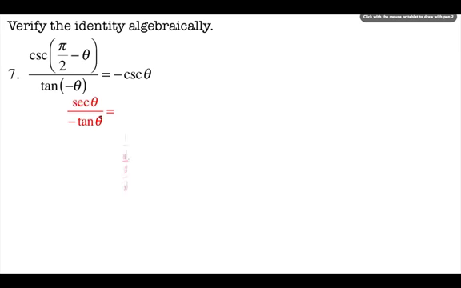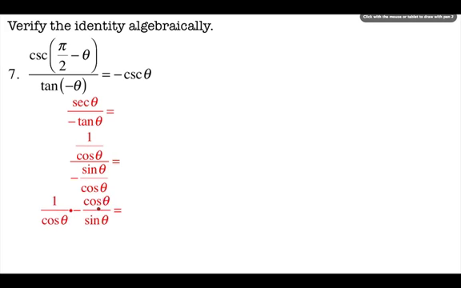At this point, I just rewrite everything with this one reciprocal identity, and tangent, these are the quotient identities. And at this point, do a little bit of pre-algebra. I multiply top and bottom by the reciprocal of the denominator. And this is what I get. I simplify this. This goes away, and I'm left with negative cosecant theta, which is what I want it to equal.